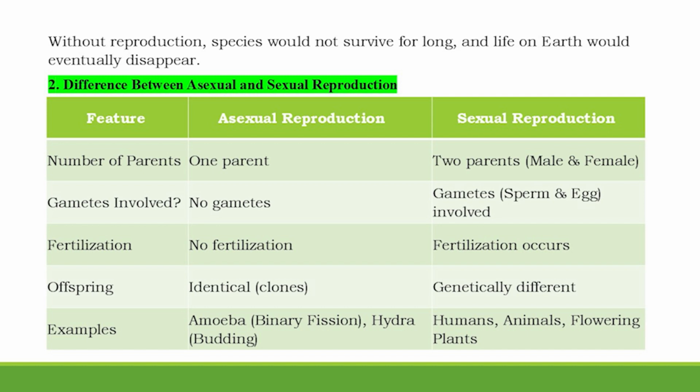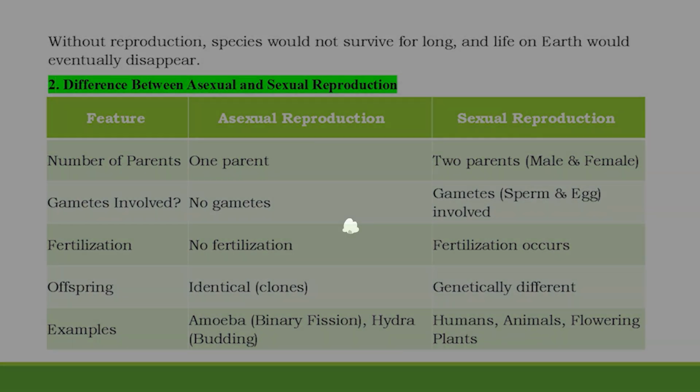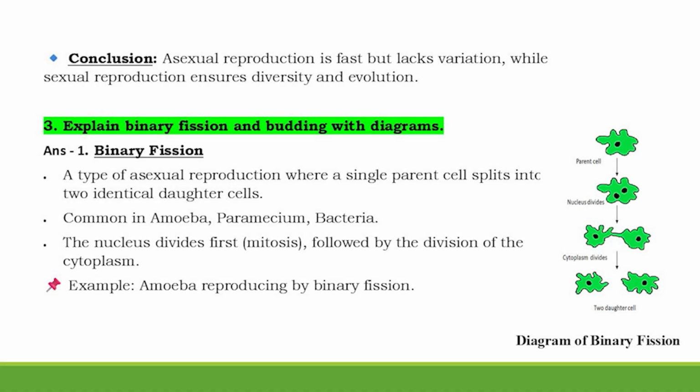Offspring: identical, clones; genetically different. Examples: amoeba, binary fission, hydra, budding; humans, animals, flowering plants. Conclusion: asexual reproduction is fast but lacks variation, while sexual reproduction ensures diversity and evolution.